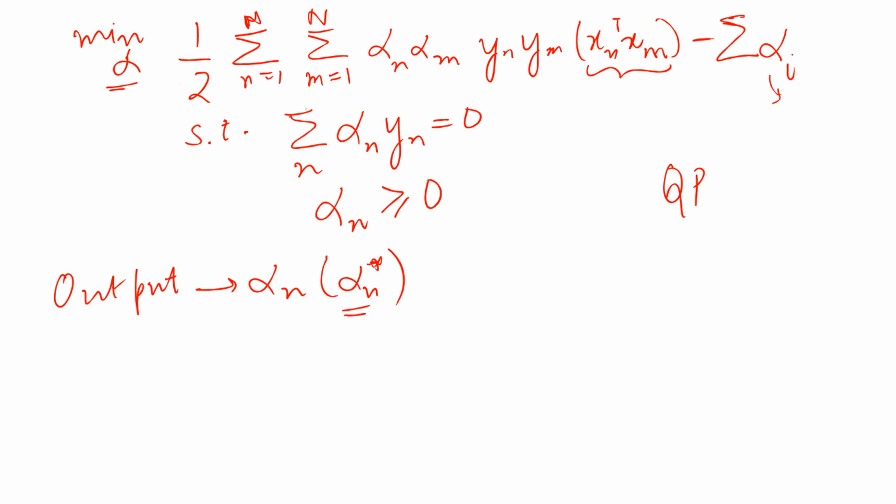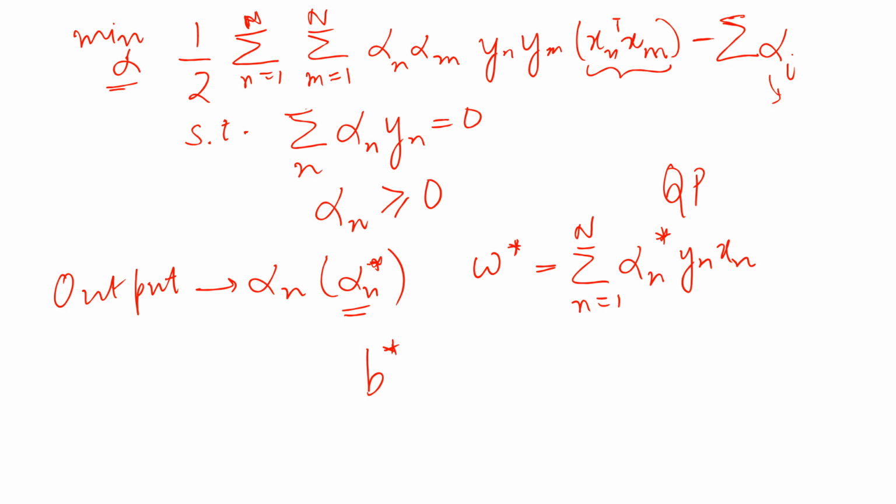And so that relationship in this problem is something like this. We can get the optimal weight, which is the sum as n goes from 1 up to n of alpha n star yn xn. This is how we can compute, extract, or calculate w star. And also the bias, the optimal one, right?